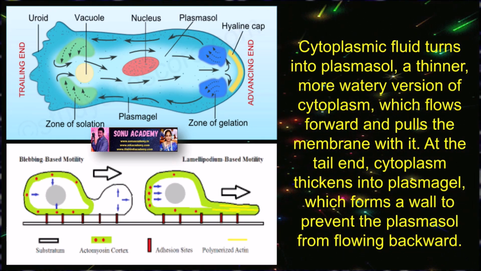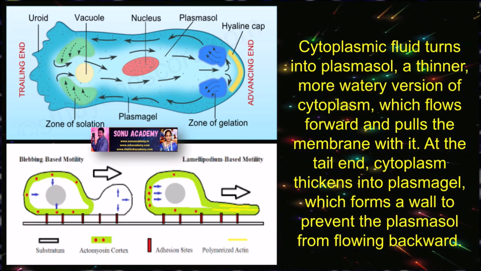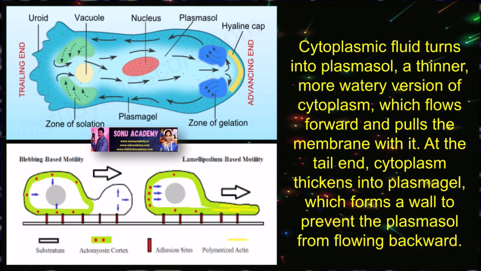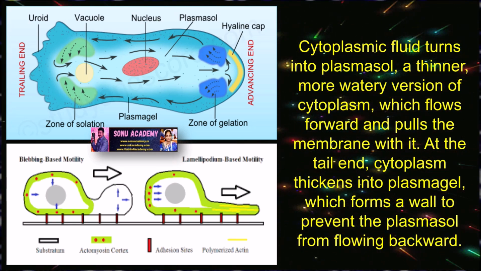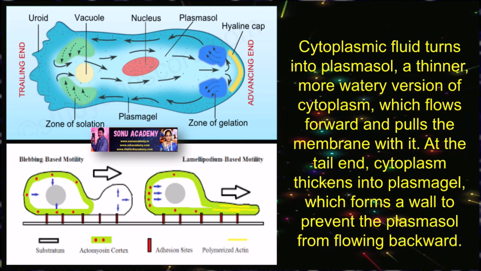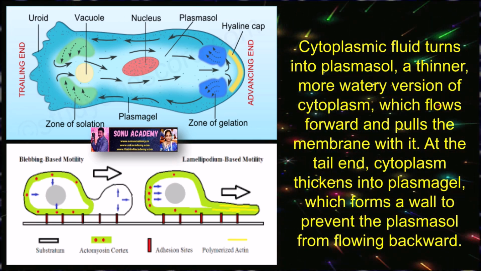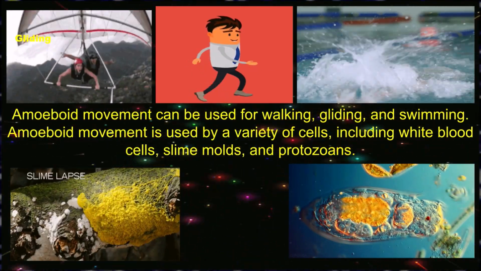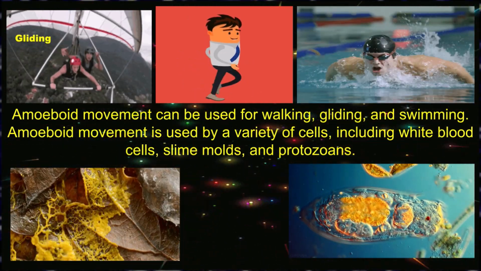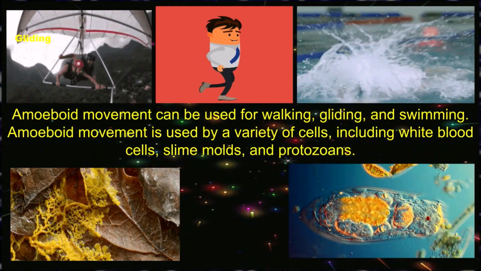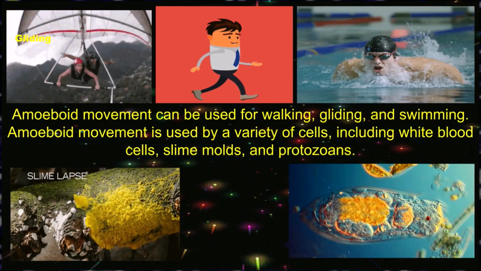Plasmasol and plasmagel. Cytoplasmic fluid turns into plasmasol, a thinner, more watery version of cytoplasm which flows forward and pulls the membrane with it. At the tail end, cytoplasm thickens into plasmagel, which forms a wall to prevent the plasmasol from flowing backward. Locomotion. Amoeboid movement can be used for walking, gliding and swimming. It is used by a variety of cells including white blood cells, slime molds and protozoans.